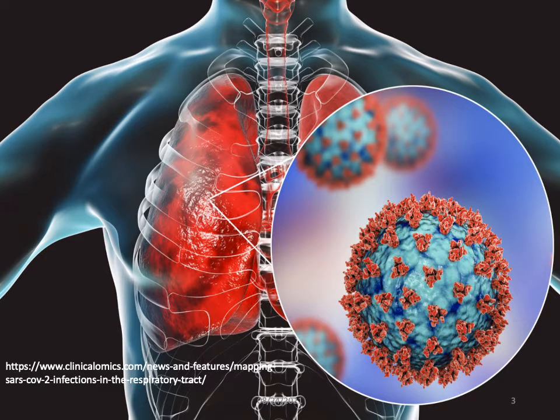Once the particles reach the airways of an exposed person, they start searching for cells to infect. Once they find the right host cells, viral particles start to make copies of themselves and replicate to increase their number.